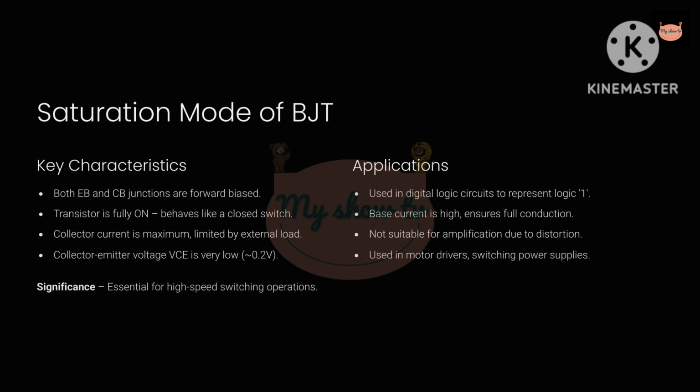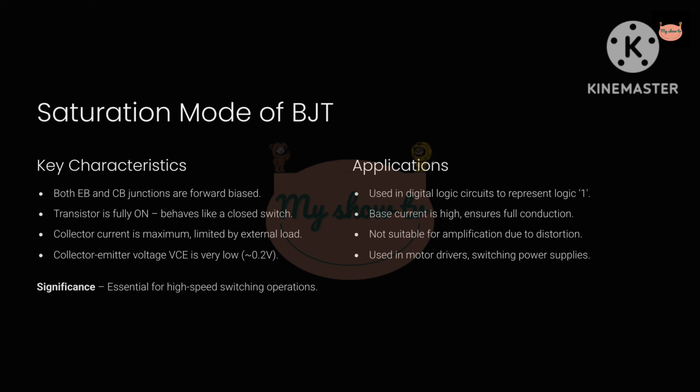Slide 4. Saturation mode of BJT. In saturation mode, both junctions are forward biased, meaning current can easily flow through both. The transistor is fully on and behaves like a closed switch. Collector current is at its maximum, limited only by the external circuit. Collector emitter voltage, VCE, is very low, usually around 0.2 volts.